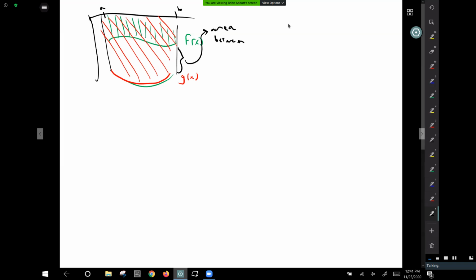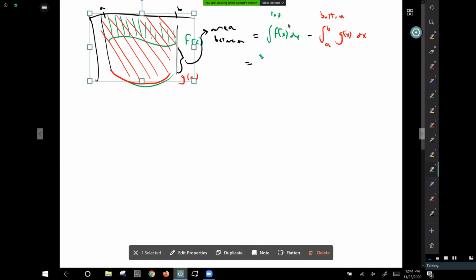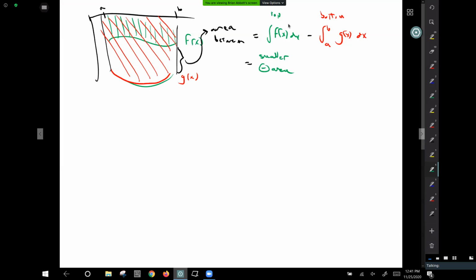The area between is going to be equal to our top function, the green one, the integral of f of x dx, and then subtract the bottom function, the integral from a to b of g of x dx. And what are we going to get? We're going to get a smaller negative area for the green, since it's a smaller area physically, minus a larger negative area in red.